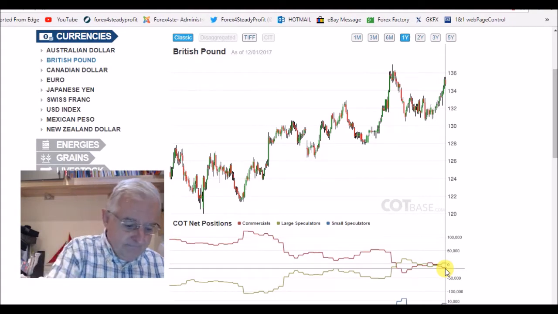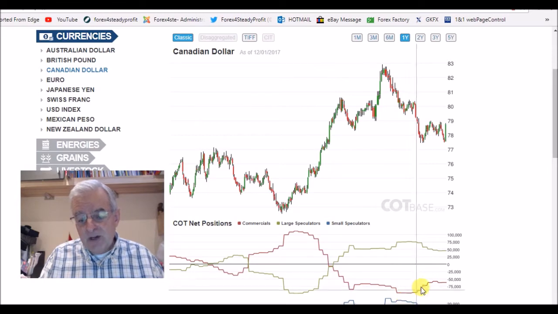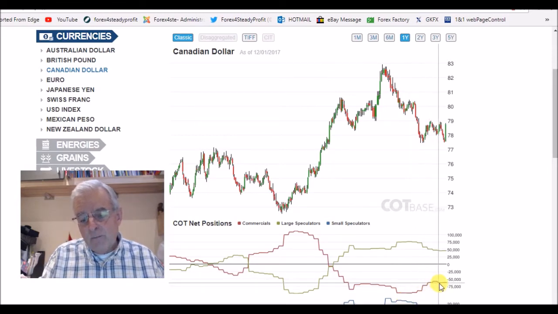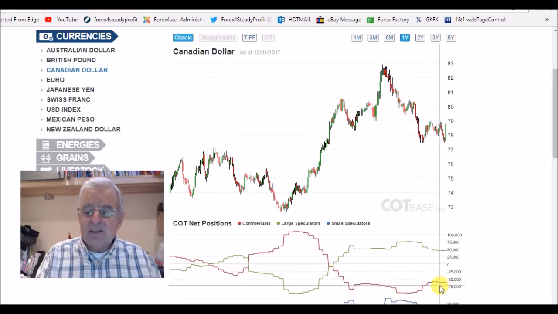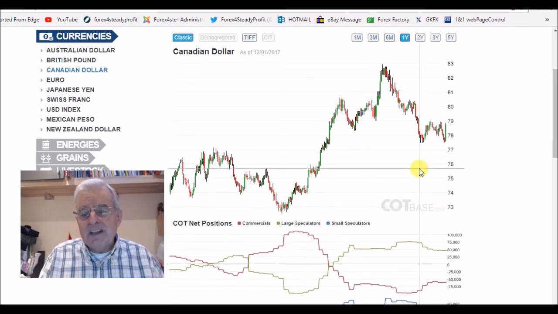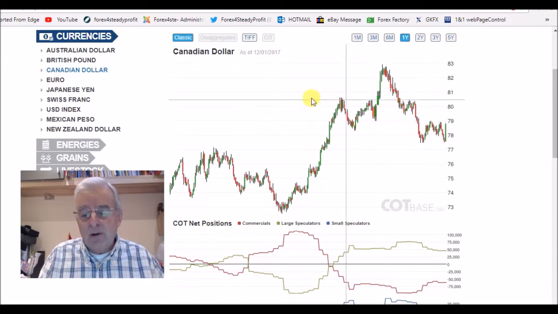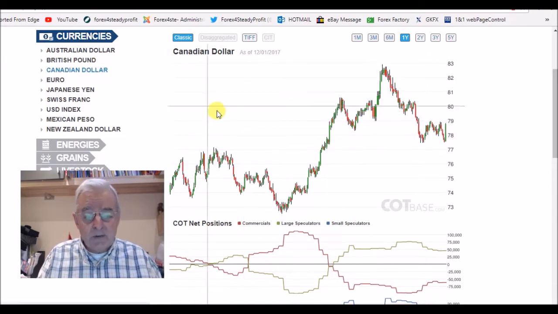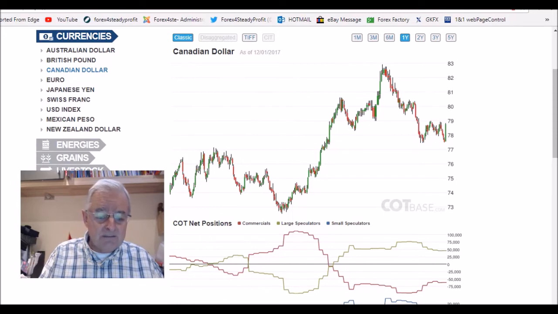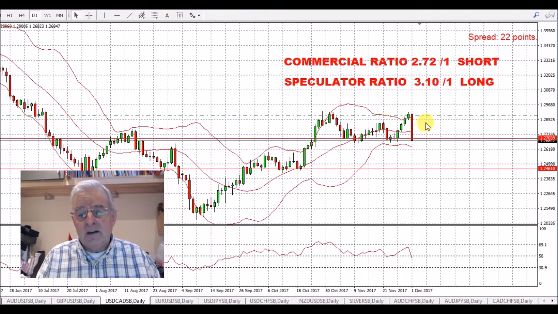The Canadian dollar. The commercials have taken a slightly more bearish stance. We've been going sideways for the last few weeks. We did see on Friday a bit of strength in the Canadian dollar, a massive candle up on the employment figures.